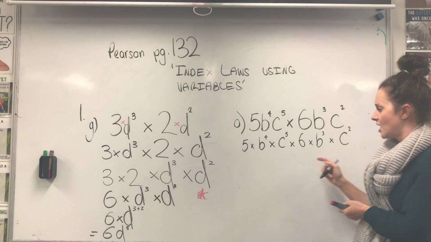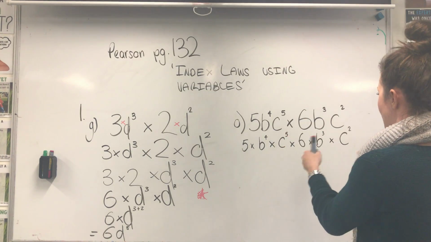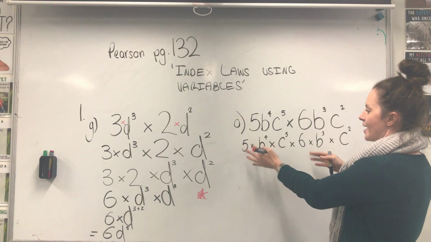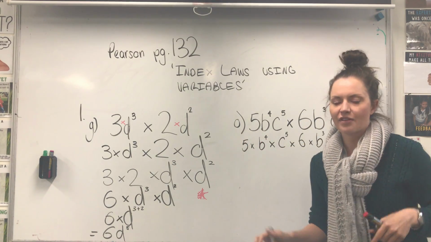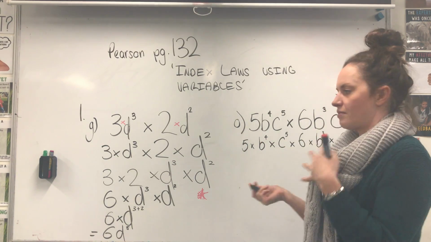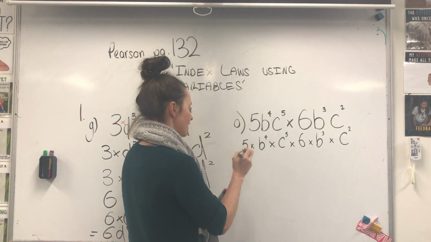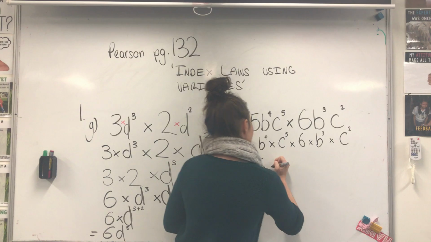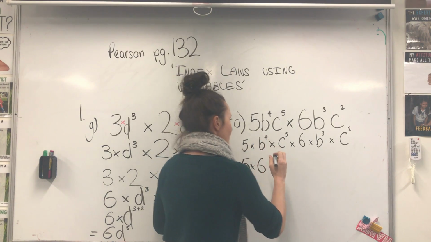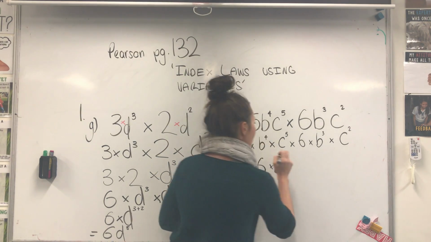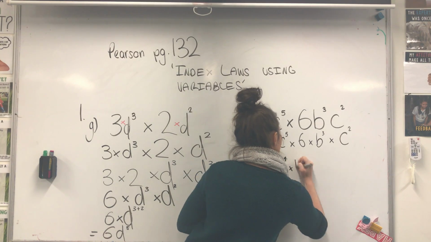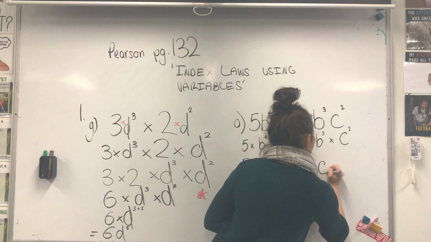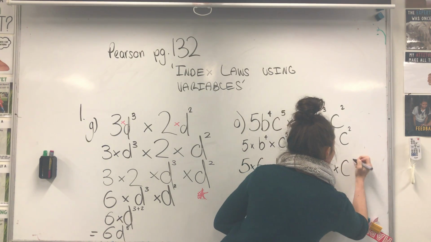Now what I'm going to do on my next line is move them around so it makes a little bit more sense. I'm going to put my numbers together, I'll put my B's together, and I'm going to put my C's together, just so I can make more sense of it. So I'll go 5 times 6. And then I've got my b to the power of 4 times b to the power of 3 times c to the power of 5 times c to the power of 2.